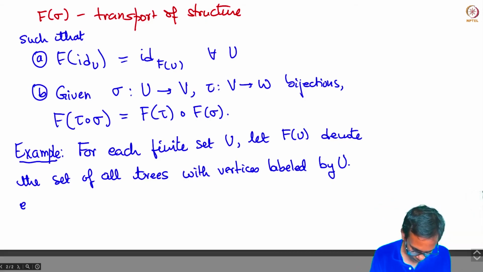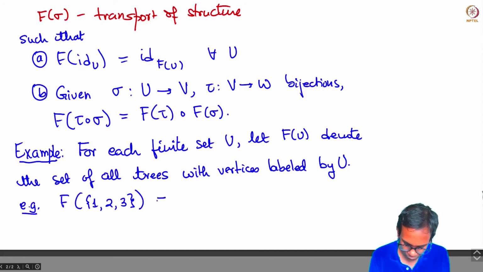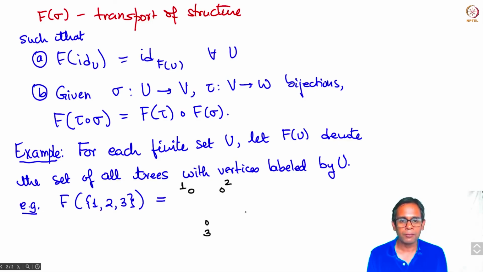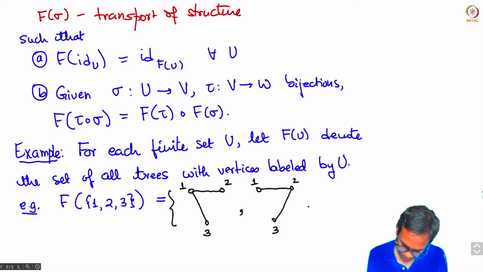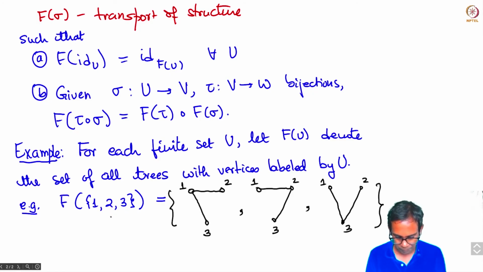So an example inside this example is F of {1, 2, 3}. So now we have three points, 1, 2, 3, and we want to find all possible ways of constructing a tree with these three points as vertices. It's not difficult to see that there are only 3 such trees. One is where there's no edge between 2 and 3. Another is where there's no edge between 3 and 1. And another one is where there's no edge between 1 and 2. So this is the image of the set {1, 2, 3} under the species of labeled trees.